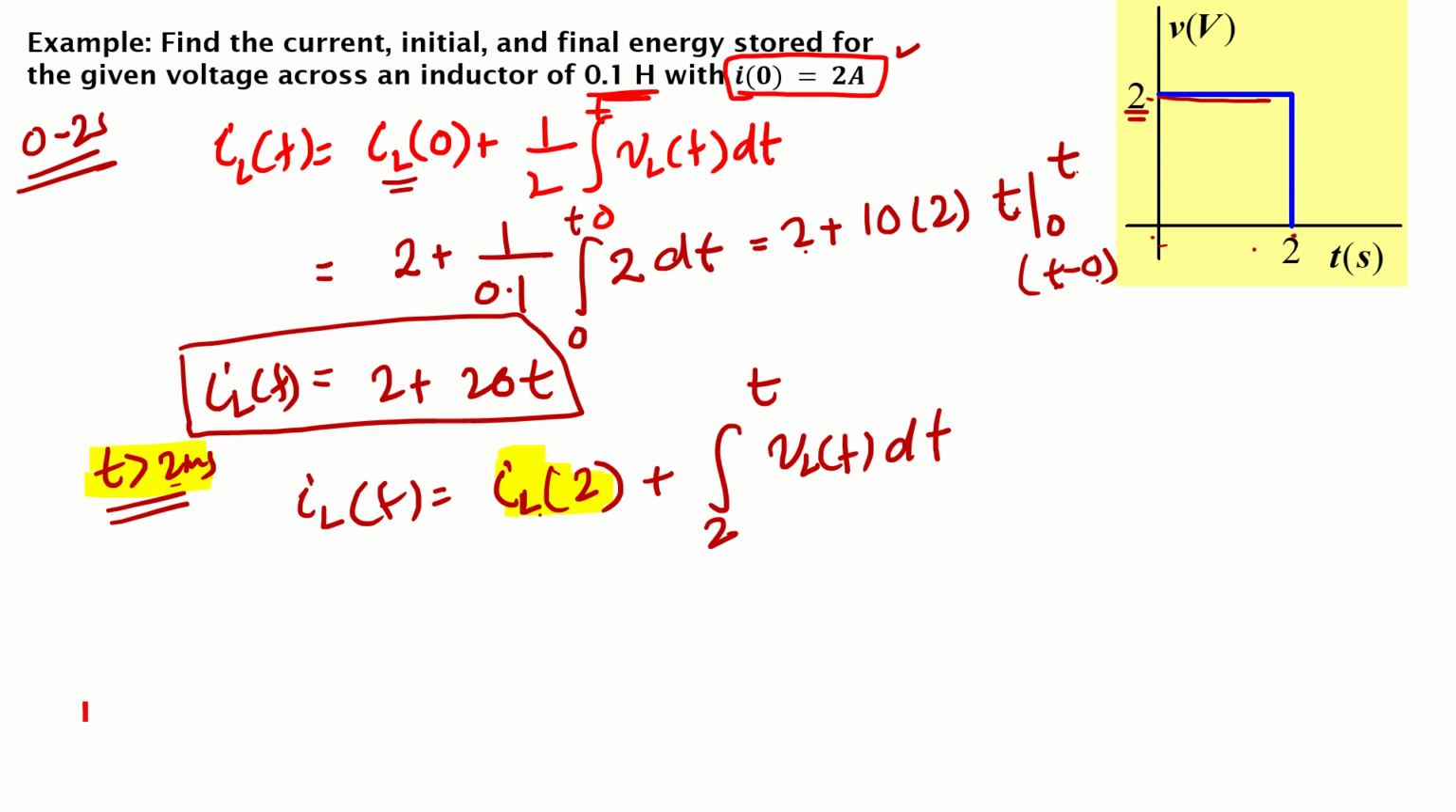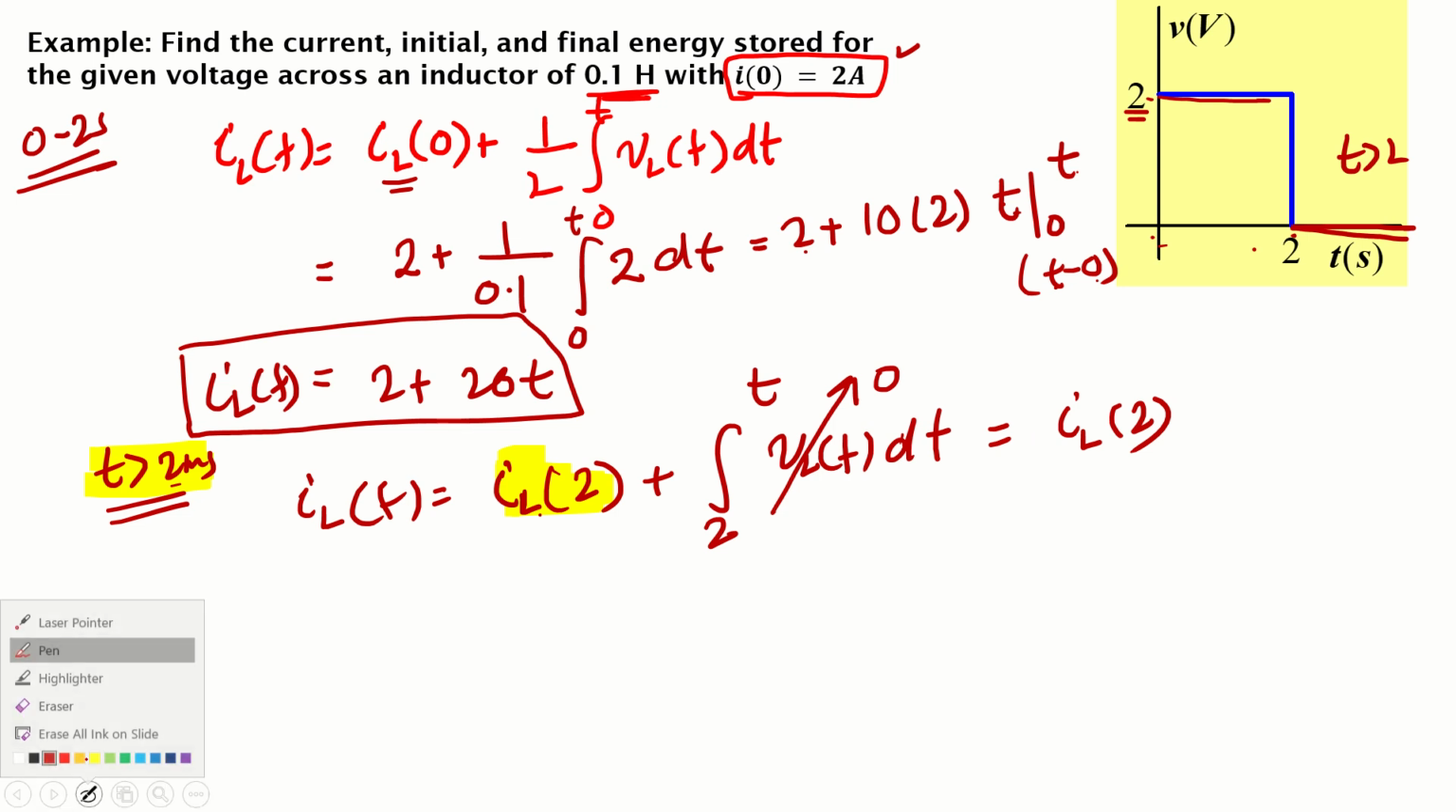All right, now what we have here is voltage for t greater than 2, for this time interval. So here voltage is what? 0, right? If voltage is 0, it means this whole term becomes 0. So we are left with what? Basically the initial current at 2 milliseconds.